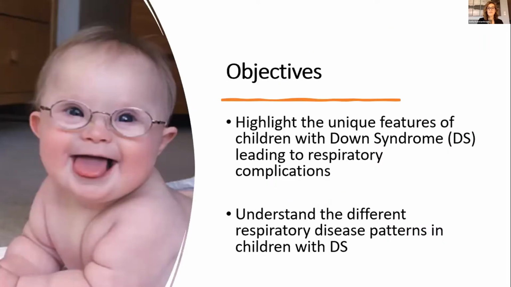The objectives of the talk will be to highlight the unique anatomical and functional features of children with Down syndrome, which predispose them to respiratory complications, and also to understand the different respiratory disease patterns seen in children with Down syndrome.